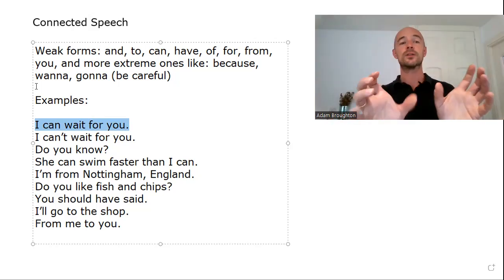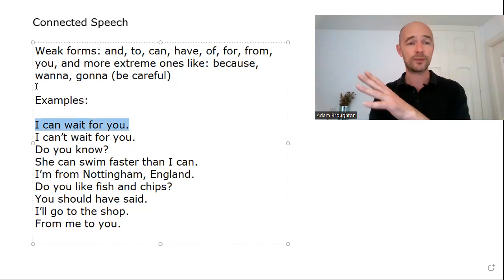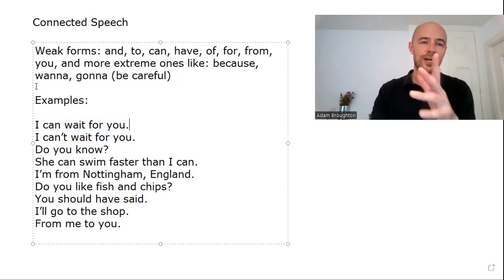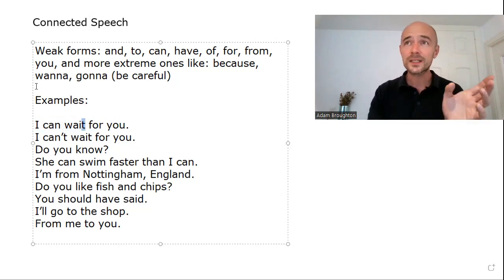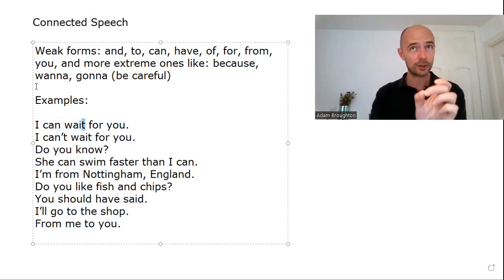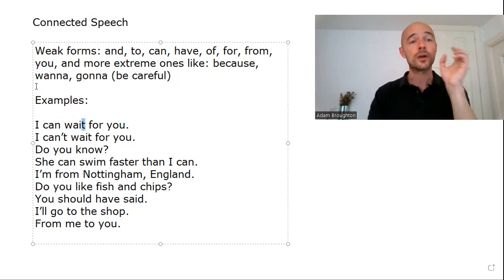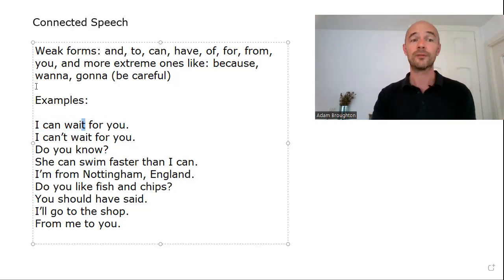So this is a sentence which contains all of the elements that we've spoken about. I can wait for you. Well, it doesn't contain a contraction, but that's not important. So the T almost disappears. I can wait for you. Yeah, the T before a hard consonant tends to disappear. So I can wait for you. And for isn't for, it's for. I can wait for you.